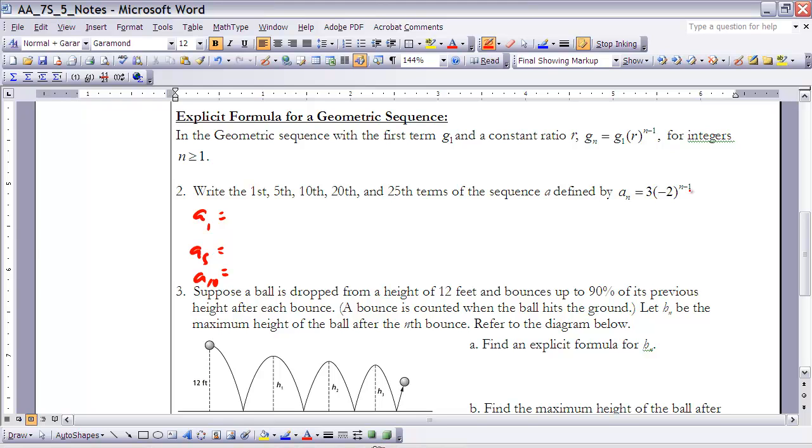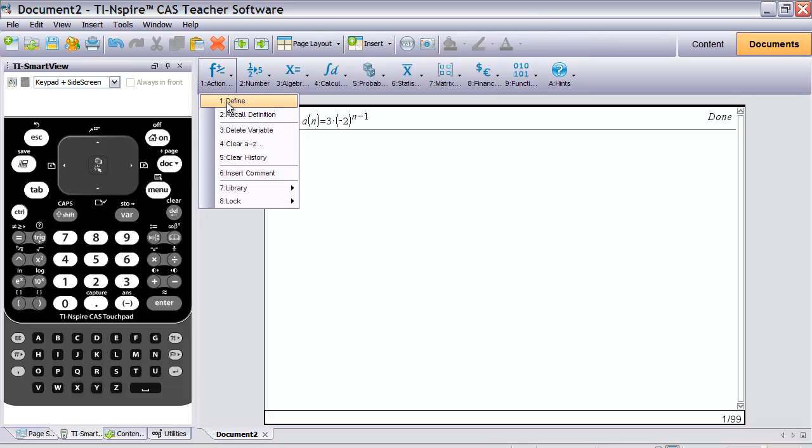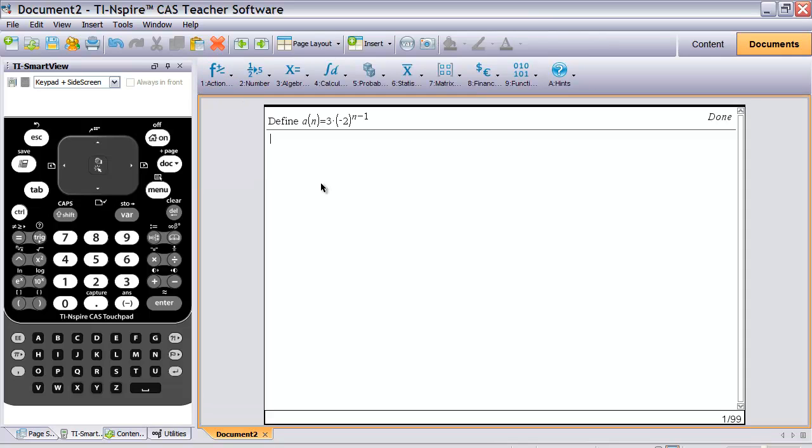Okay, well, since it is a function, just to kind of ease our calculations a little bit, one of the things we can do is use our calculator and actually define that function, and then use the defined function to find the ones that we're looking for. So what I've done is I've gone to, and I just typed in define, but you can also do it under actions, menu actions, define, and that will allow you to define a function there.